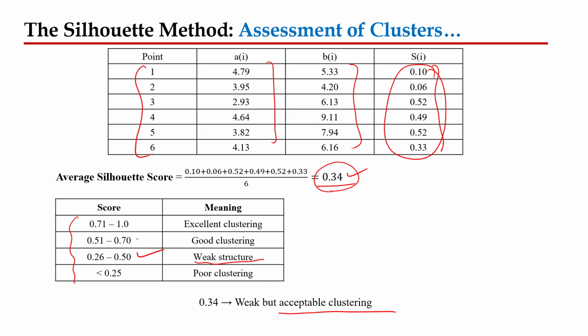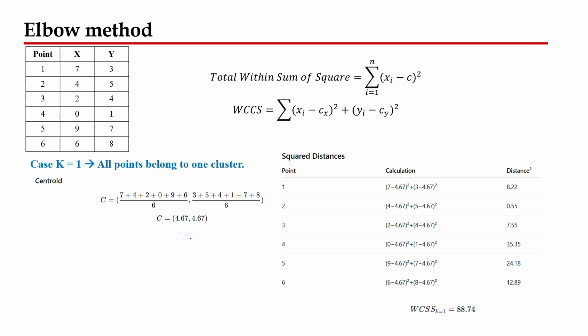Okay, if the value lies within this range, that means it is good or excellent. But if it is poor, then you should rethink. Instead of defining two clusters, maybe you are going to define one or maybe three or maybe four. So let me talk about now the second method.